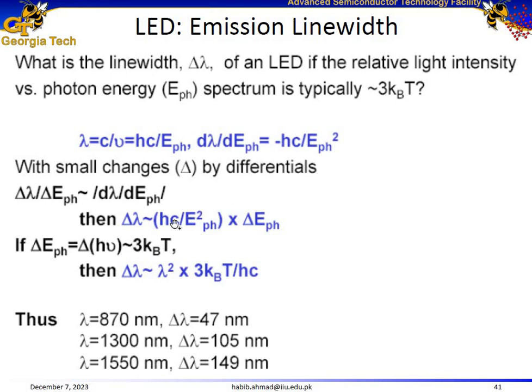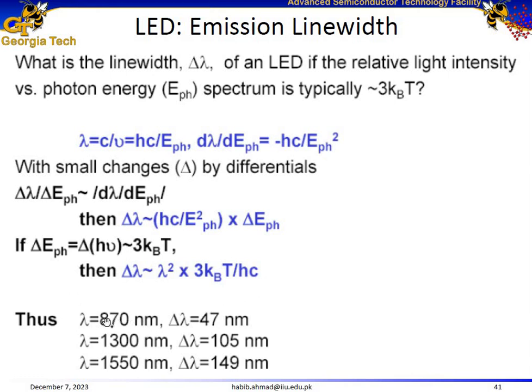Then replacing E_ph with 3 kBT, we finally get this relationship where the line width delta lambda is equal to lambda squared times 3 kBT, divided by hc, where kB is the Boltzmann constant, T is the temperature, h is the Planck's constant and c is the speed of light.